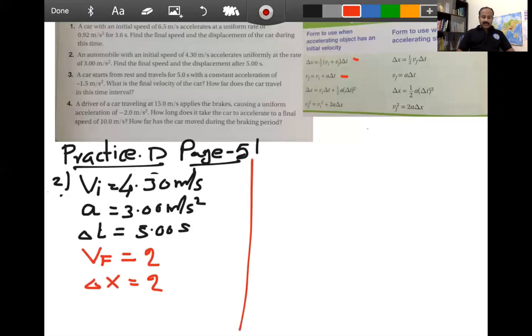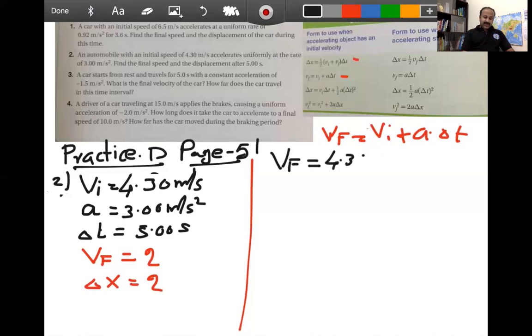So the equation you're going to use for Vf, you know, Vi is given, a is given, delta t is given. So you're going to use the second equation. Vf is equal to Vi plus a delta t. So just plug in the values now. So your Vf is going to be Vi is 4.30 meter per second, plus your acceleration is 3.00 meter per second square times delta t is 5 seconds, 5.00 seconds.